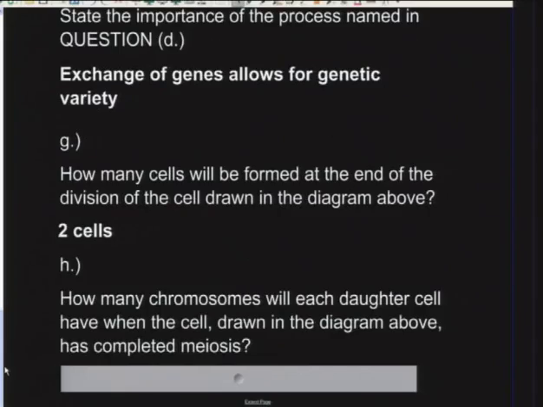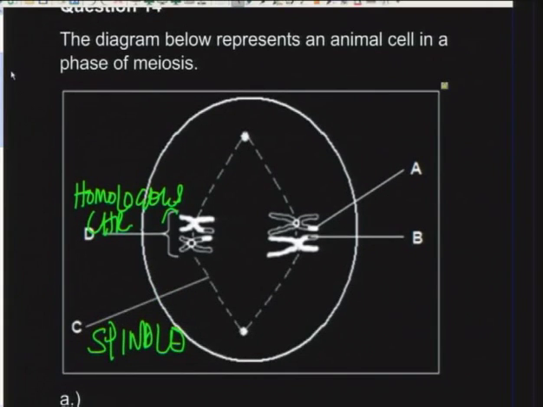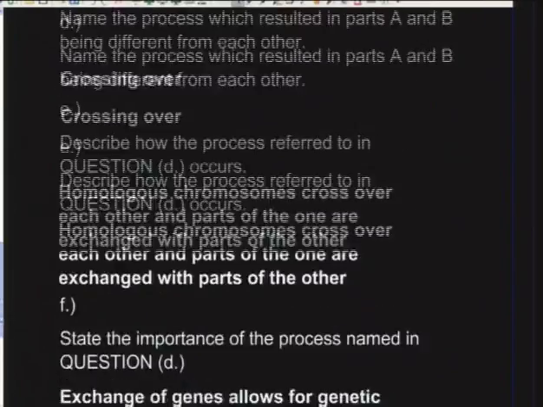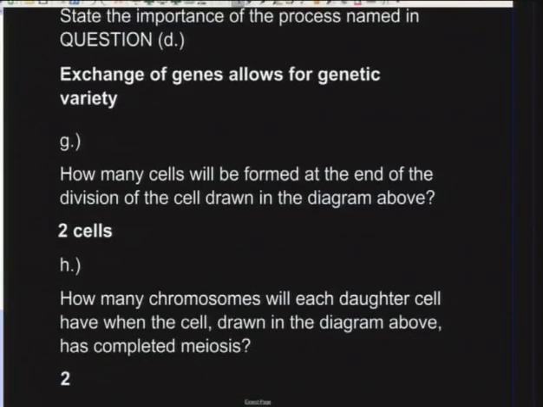Then they say how many chromosomes will each daughter cell have when the cell drawn in the diagram above has completed meiosis. That means both stages. How many chromosomes do we have? 1, 2, 3, 4. And meiosis reduces chromosomes to half, so therefore the resultant cell will have 2 chromosomes.